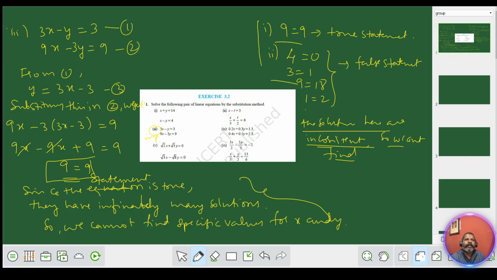Please make sure you remember this: while solving, if no variable is there in the final step, just number equal to number, and if the numbers are the same, it means a true statement. If the numbers are different, then it's a false statement. When the numbers are equal, it's a true statement, which means it will have infinitely many solutions; we cannot find specific ones. If the numbers are different at the last step without involving a variable, it's called a false statement, which means the solutions are inconsistent. We cannot find the solutions. Okay. Clear? We'll move to the fourth question.